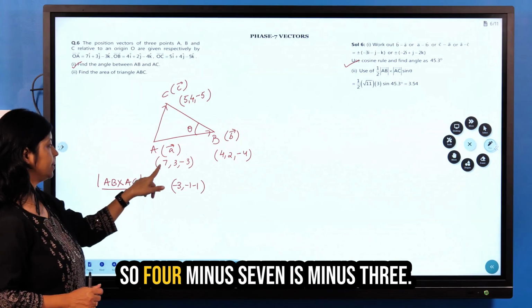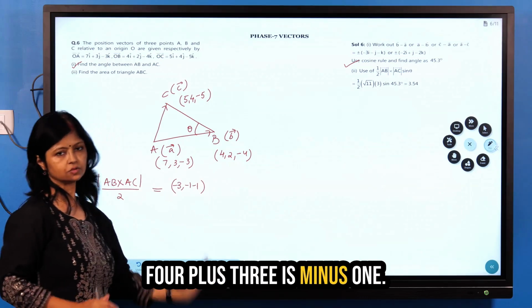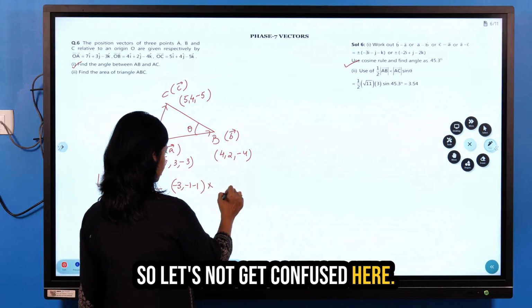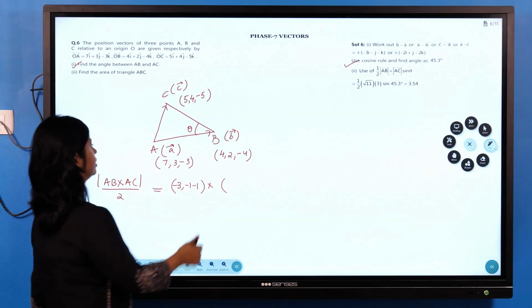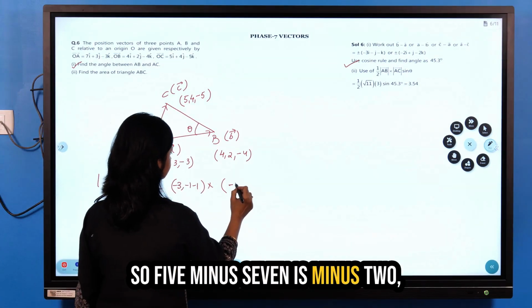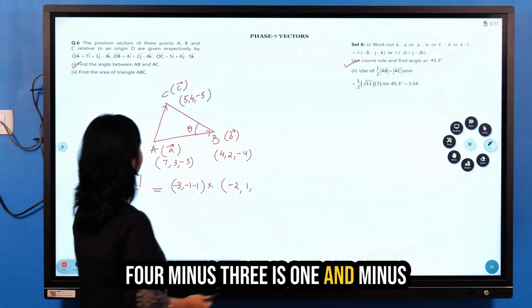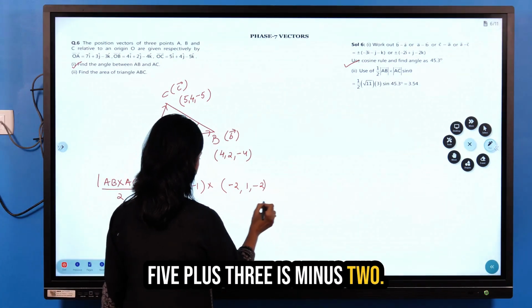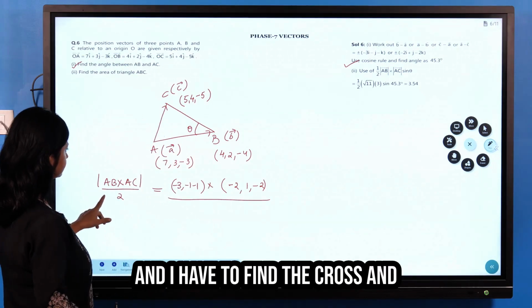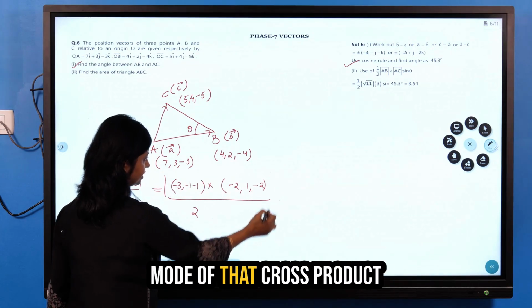But let's not get confused. So 4 minus 7 is minus 3, 2 minus 3 is 1, minus 4 plus 3 is minus 1. If I have to write AC vector, it is always C minus A. So 5 minus 7 is minus 2, 4 minus 3 is 1, and minus 5 plus 3 is minus 2. And I have to find the cross product and the mod of that.